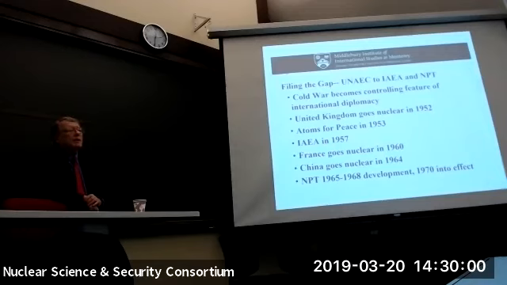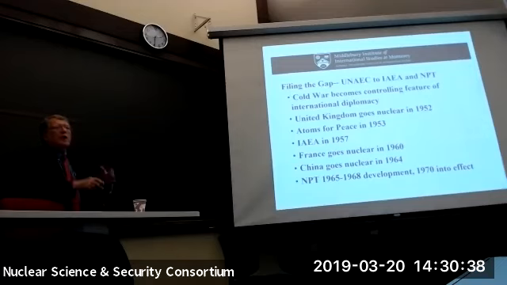And what does the NPT do? First of all, it sets up 5 nuclear weapon states. Now, India, Pakistan, North Korea, they are not nuclear weapon states when you consider it from the NPT perspective. And in fact, Pakistan and India are not NPT members. Although you will see that India and Pakistan both have safeguards on certain facilities. How can that be if they're not NPT members? That's what we'll talk about.